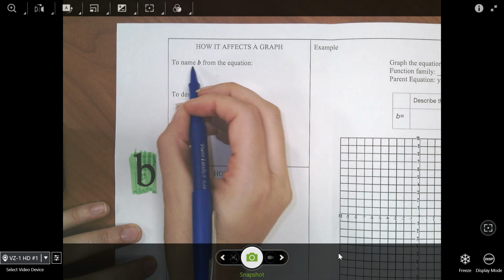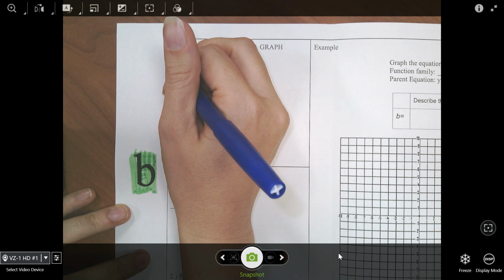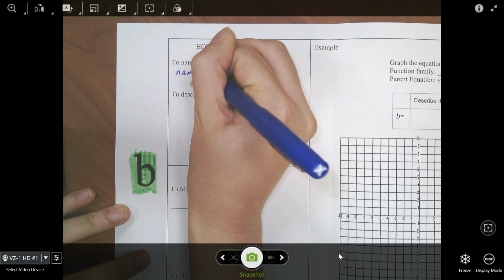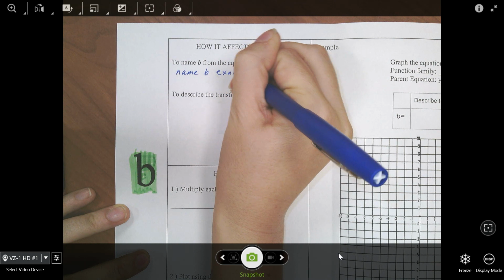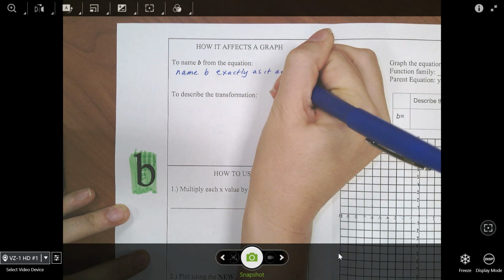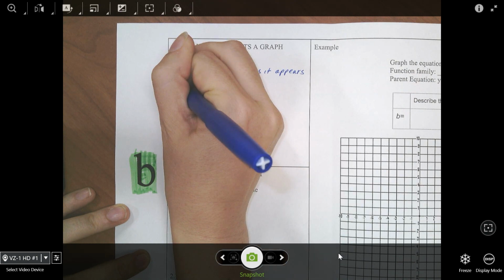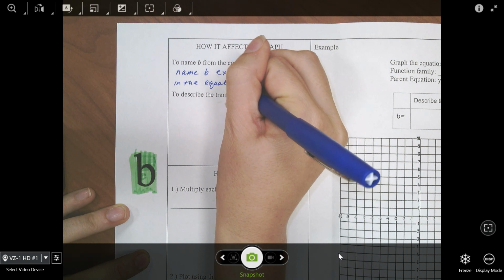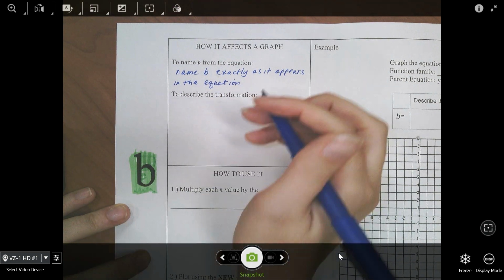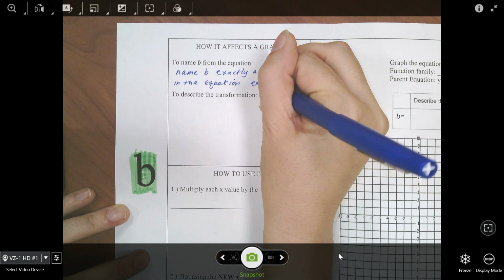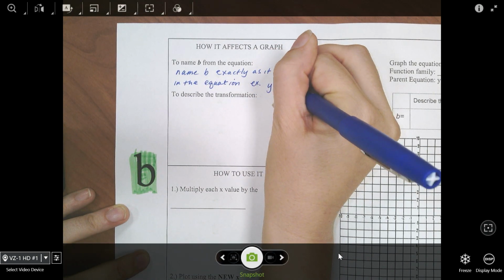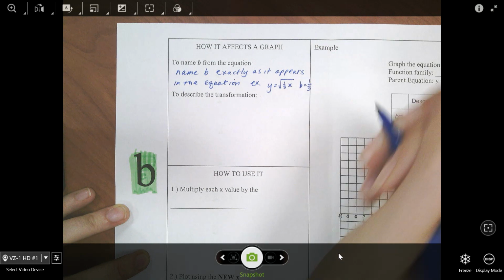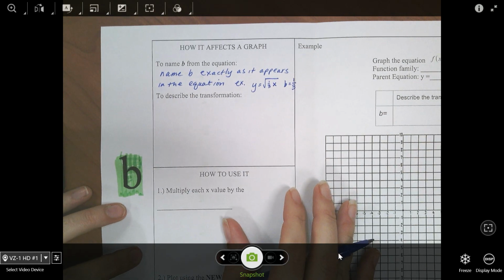So to name B from the equation, the first thing you need to know is that you name it exactly as it appears in the equation. Just like A, just like K, name B exactly as it appears. So for example, if I have the equation y equals the square root of 1/3 x, my B is 1/3. You're going to name it exactly as it appears.